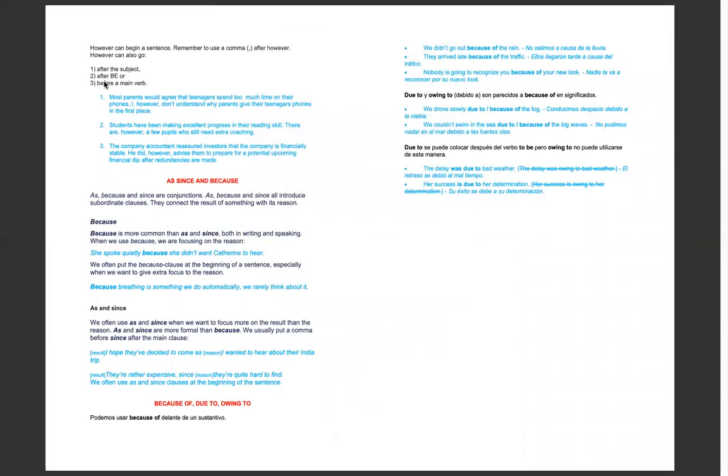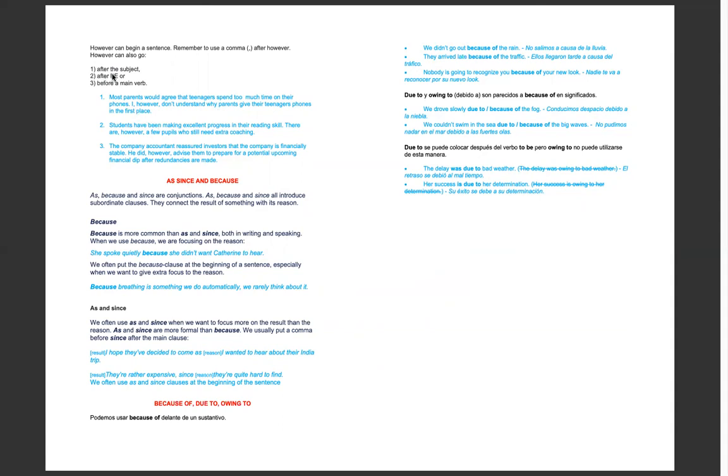So here, however can begin a sentence. Remember to use a comma after however. And however can also go after the subject, after be or before a main verb. For example, number 1, after the subject. Most parents will agree that teenagers spend too much time on their phones. I, however, don't understand why parents give their teenagers phones in the first place.